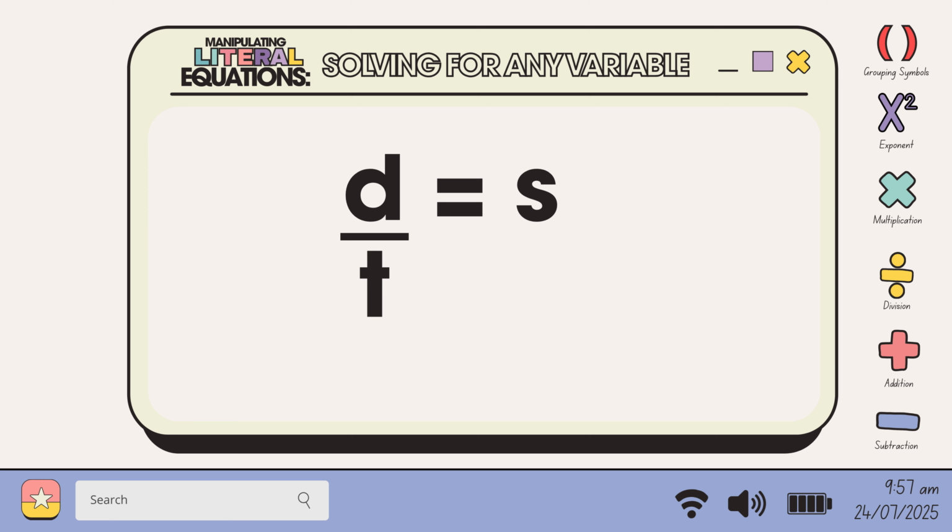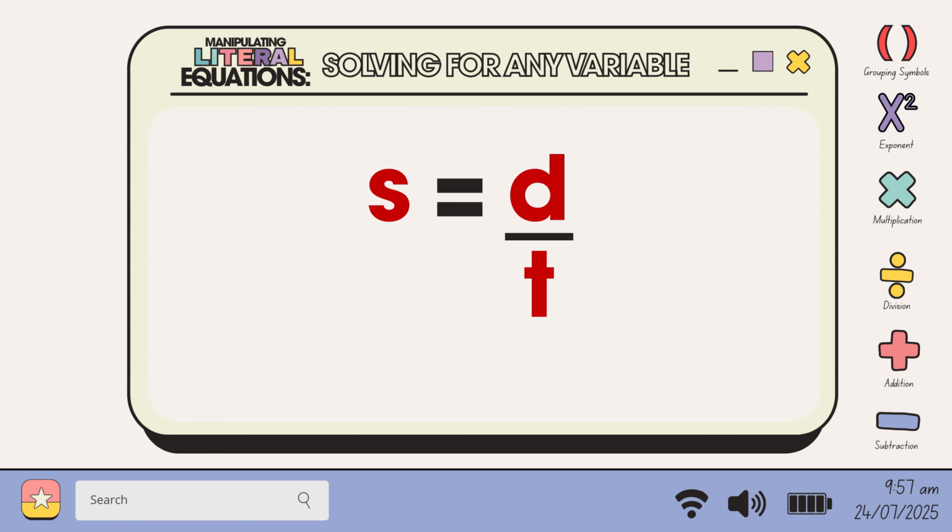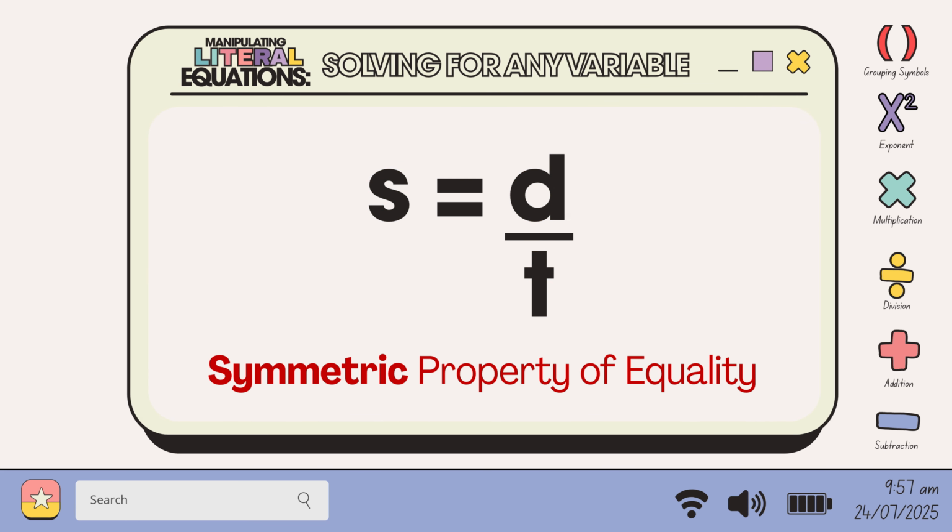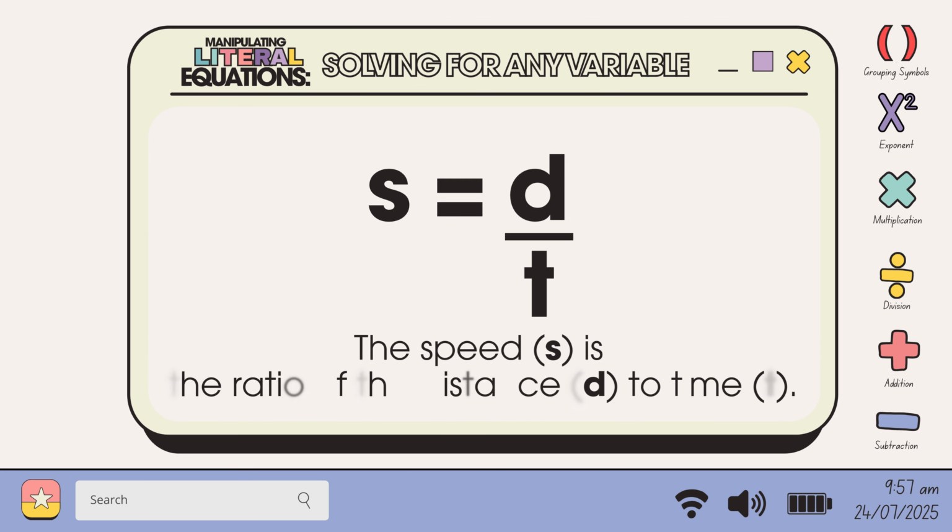Then, using the symmetric property of equality, we interchange the left and right-hand sides of the equation. This gives us s is equal to d over t. In other words, speed is the ratio of the distance to time.